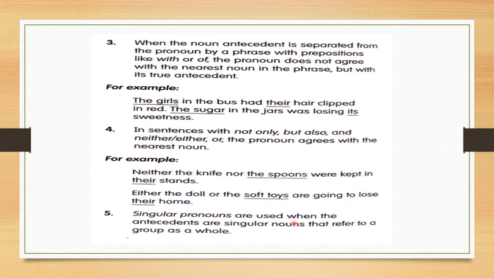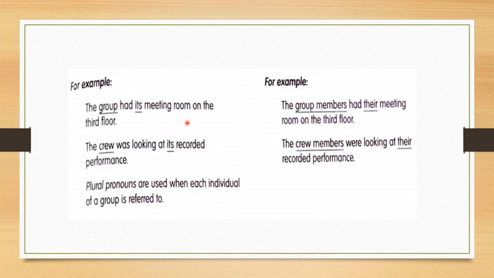Singular pronouns are used when the antecedents are singular nouns. When the antecedent is a singular noun, at that time a singular pronoun is used. How? Let me show you. The group had its meeting room on the third floor. The group, group is a single thing, though many persons come together, it becomes a group. But it is considered as one thing. That's why here the group had its meeting, its, which shows possessiveness or ownership.